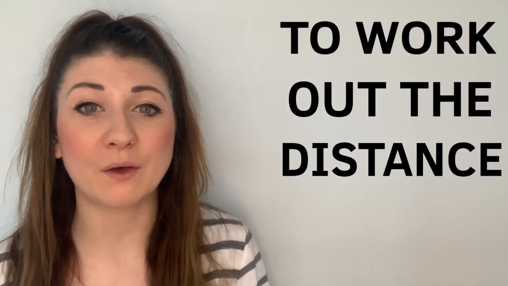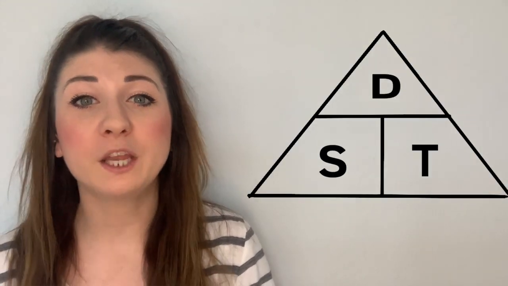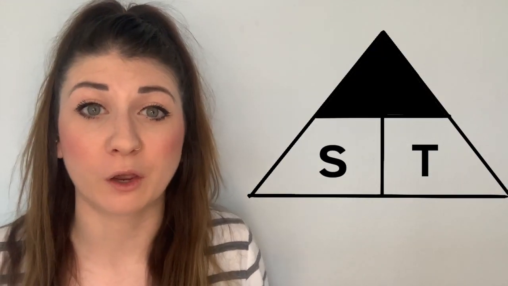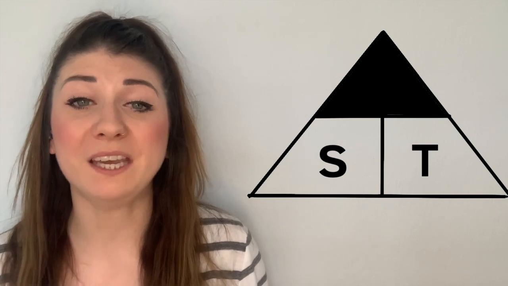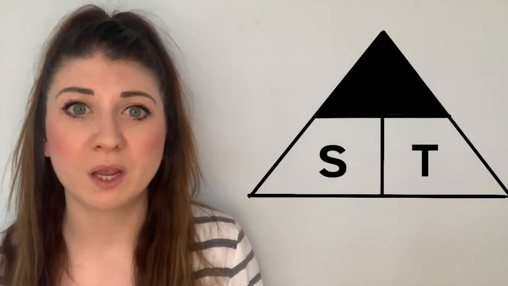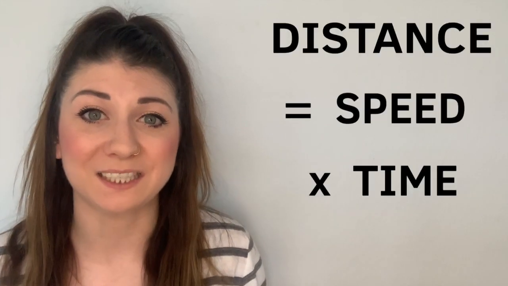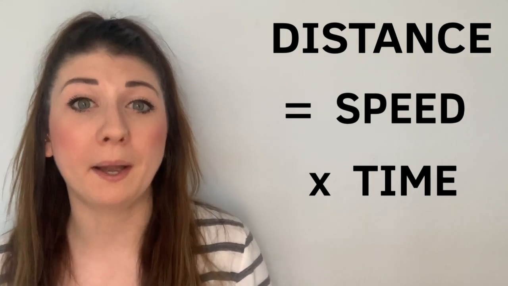So if you want to work out the distance that an object travelled, then you cover up the distance block in the triangle. And this leaves you with speed next to time across the bottom. So now we know that if you want to work out the distance, we do speed multiplied by time. That makes sense. Okay then, I'll do the last example for you.